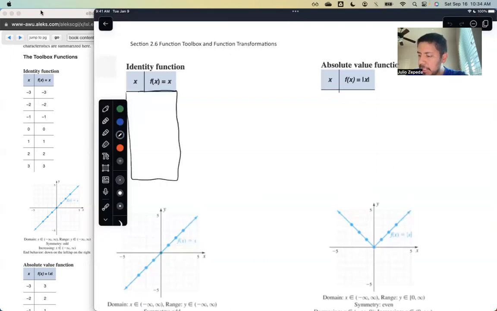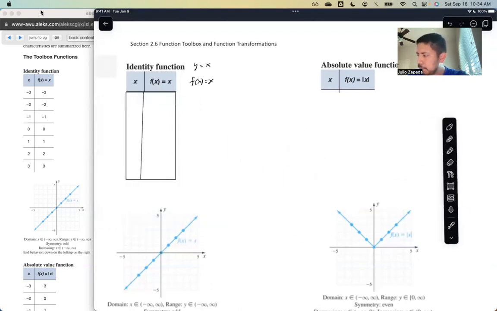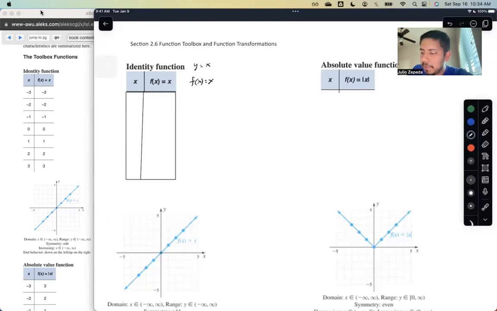So the first one is the identity function, which is y equals x, or f of x equals x. This is a very simple function. The output is just the same as the input. So we can plug in a few numbers. You should be able to make a table for any of these functions. And the numbers that I generally plug in are -2, -1, 0, 1, and 2. For the identity function, the y value, the output value, is the same as the x value, or the input value.